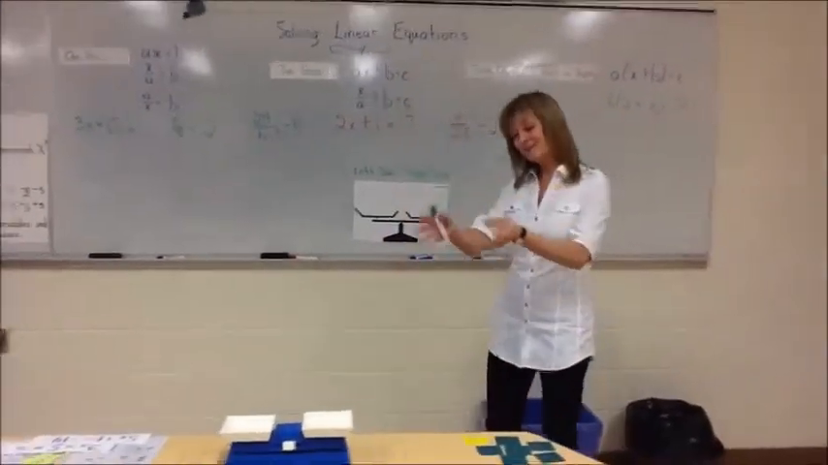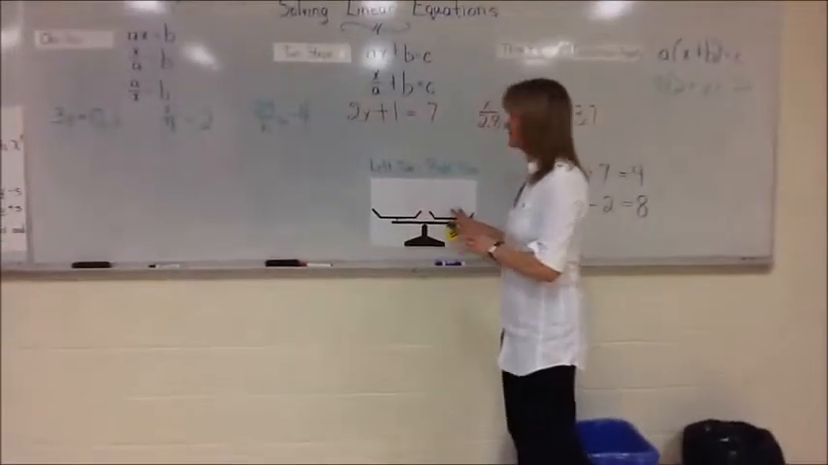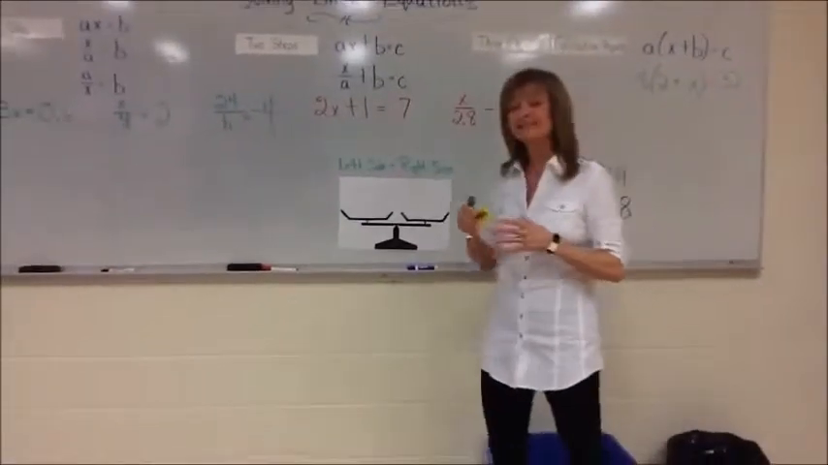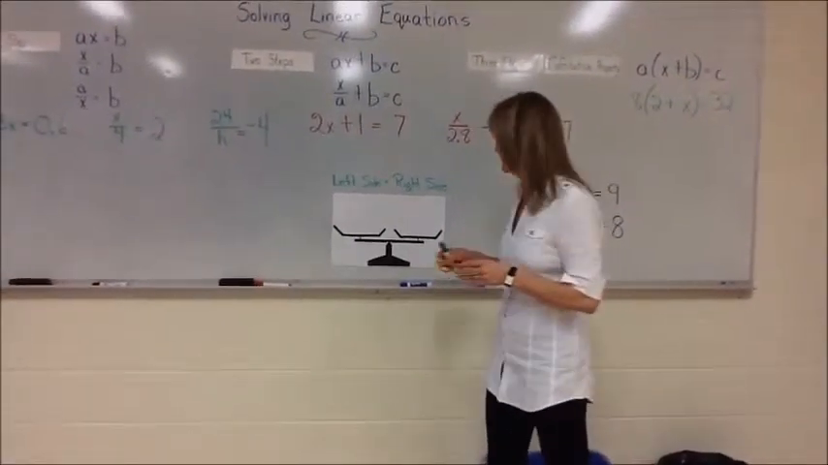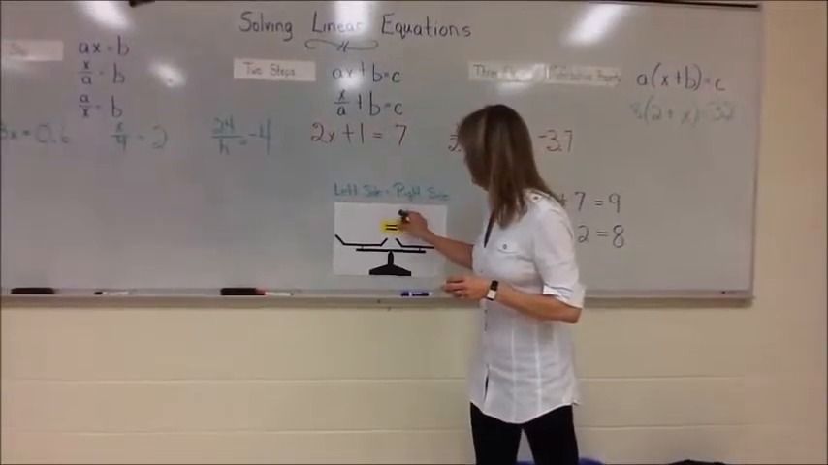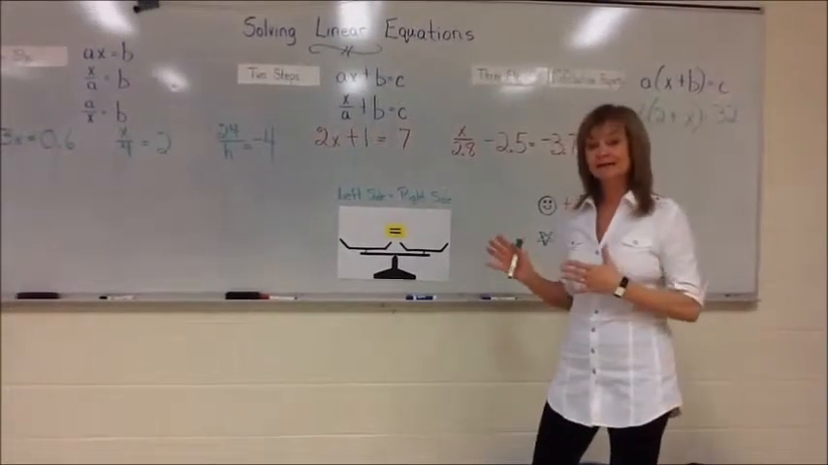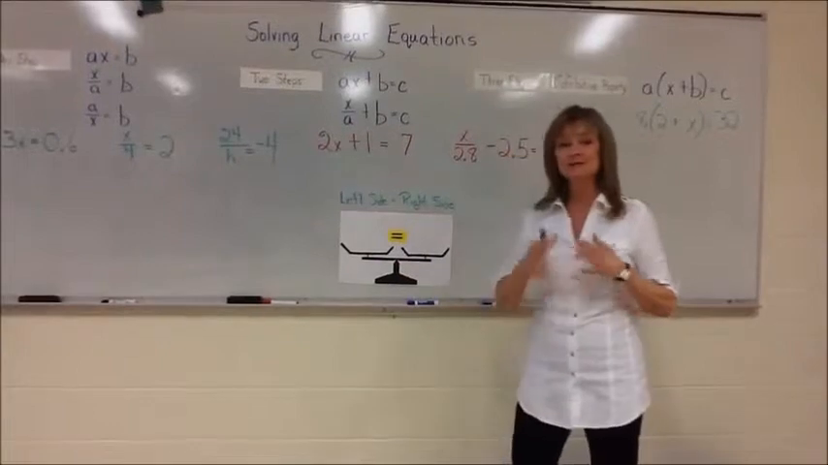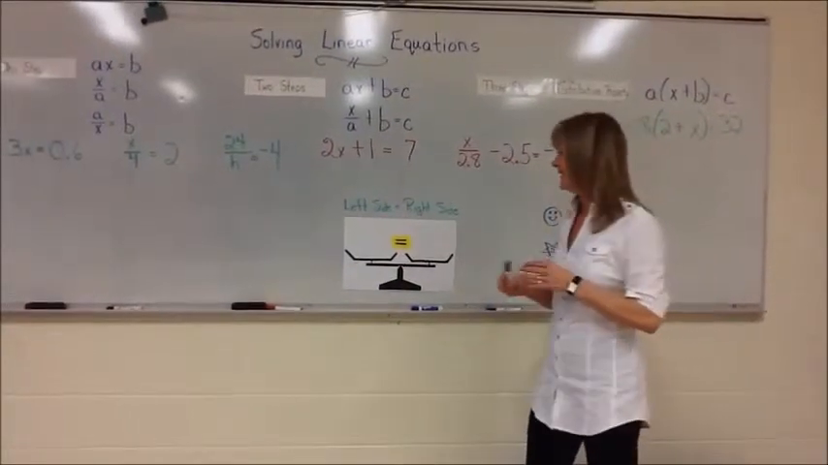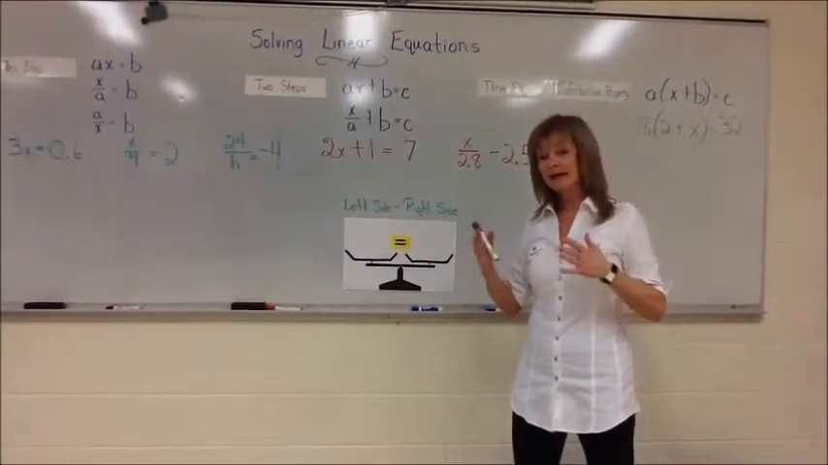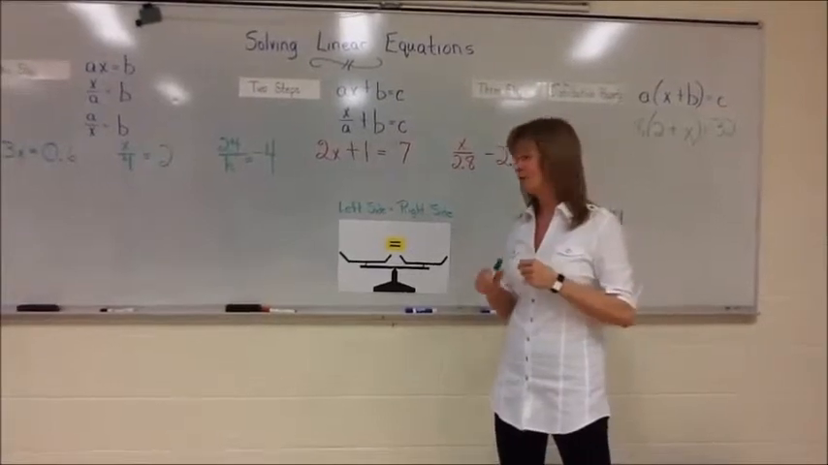So I've taken that scale model and put it into a paper model, so you might see that on some of your assignments. What you're going to see is that one side always equals the other side, and you keep that center fulcrum right in the middle. And you can always check your answer to see if you've solved for it.